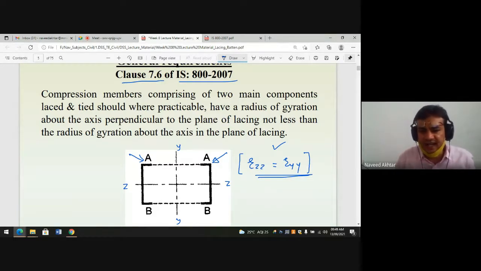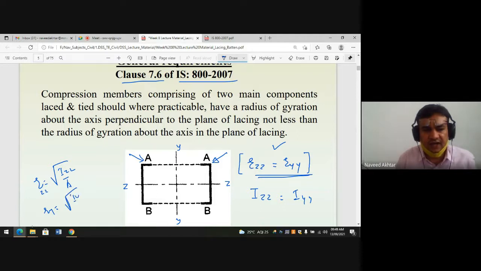तो इसका मतलब क्या हुआ कि हमारा मोमेंट ऑफ इनर्शिया अबाउट बोथ एक्सिस विल बी सेम, क्योंकि यू नो दैट r इज नथिंग बट अंडर रूट ऑफ I upon A. अगर z एक्सिस लेंगे तो इट विल बी I z upon A, और अगर y एक्सिस से लेंगे तो इट विल बी I y upon A.